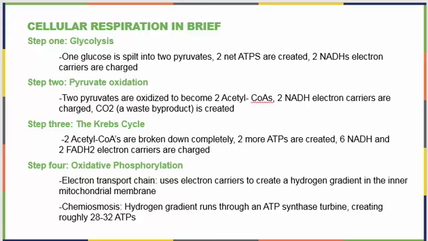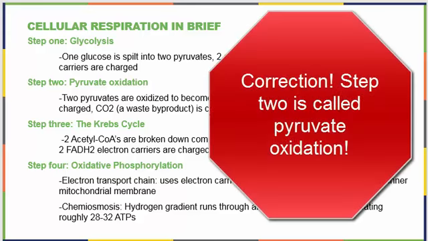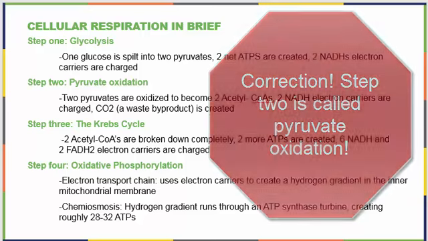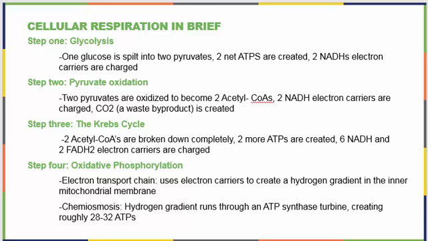In step 2, pyruvate oxidation, we move inside of the mitochondria. Those 2 pyruvates are oxidized to become 2 acetyl-CoAs. 2 NADH molecules are charged, and CO2, a waste byproduct, is created. In step 3, also known as the Krebs cycle or the citric acid cycle, those 2 acetyl-CoAs are broken down completely. 2 more ATPs are created, and 6 NADH and 2 FADH2 electron carriers are charged.